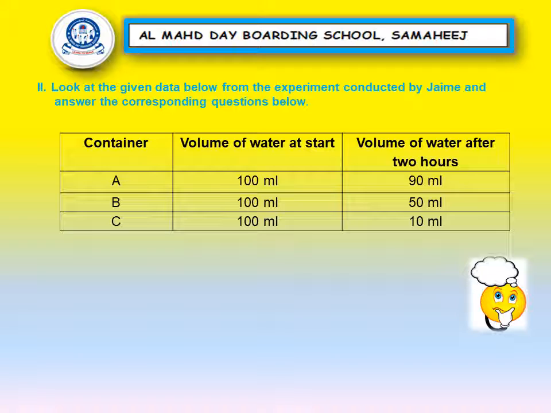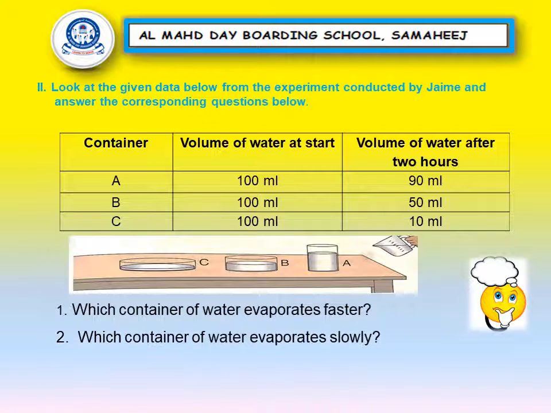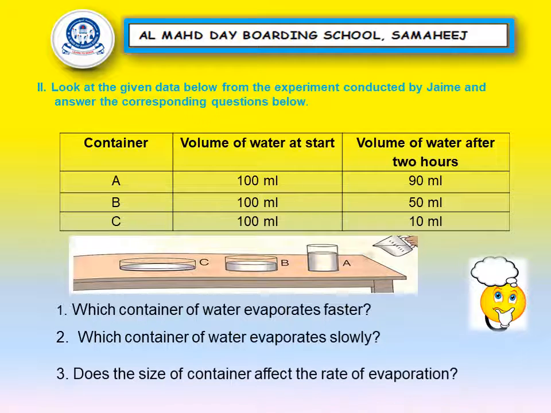For container A, the volume of water at start is 100 ml, and the volume of water after 2 hours is 90 ml. For container B, the volume of water at start is 100 ml, and after 2 hours, the volume of water is 50 ml. For container C, the volume of water at start is 100 ml, and the volume of water after 2 hours is 10 ml. And now, you're going to answer the corresponding questions.